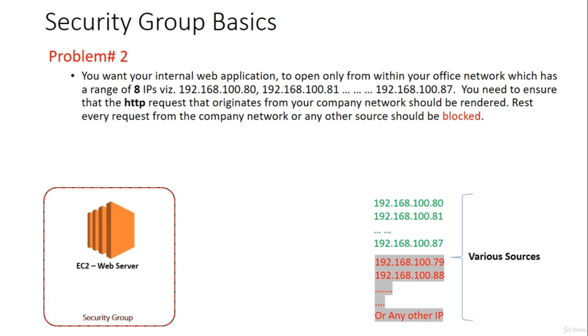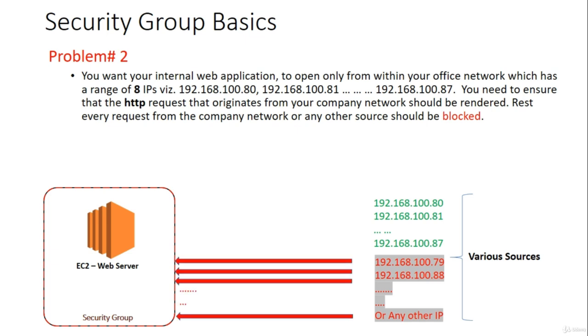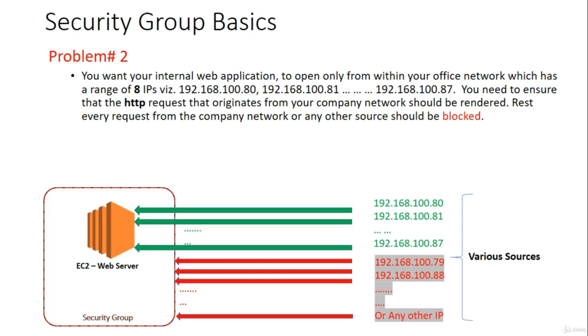Will are representing the missing ones, for example .82 or .84, whatever. So only from these 8 IPs, if the request is going from these 8 IPs, the web application should work. I mean, it should render results or pages, otherwise it should block. So these are getting blocked and these are getting rendered. I mean, these requests are getting fulfilled. So what should be the solution?